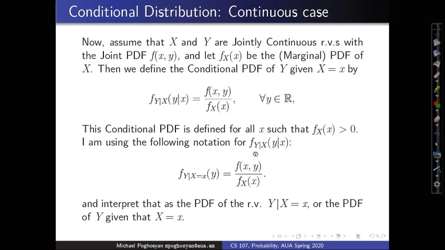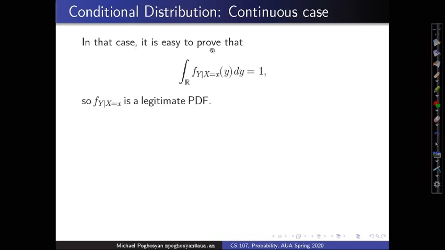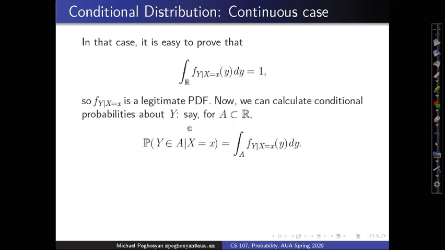I'm using the following notation, by the way, for this conditional PDF. I'm writing the PDF of y given that x is equal to x at the point y. So conditional PDF of y given x is equal to x is joint over the marginal of x. And interpret that as a PDF of random variable y given x is equal to x. It is easy to prove that this integral over R is 1 by using the definition. So f of y given x is equal to x is a legitimate PDF. So this is a PDF of this new random variable, which we'll call conditional random variable y given x is equal to x.